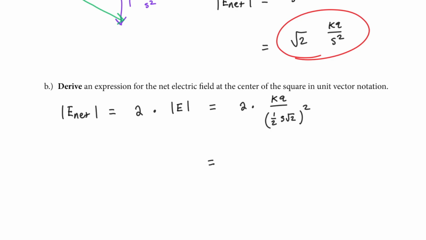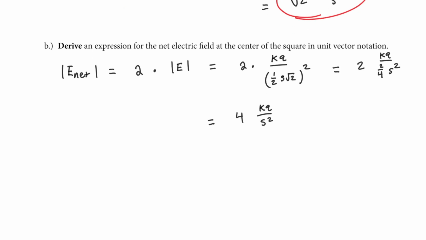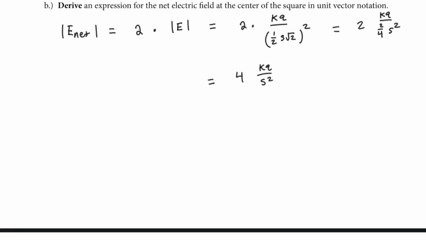So if we work that out, we end up getting 2 times kq over 2/4 s squared, because the root 2 becomes a 2 and the 2 becomes a 4. So that is a divide by 1/2. So this actually just becomes 4 kq over s squared is the magnitude. So we could stop there if we wanted the magnitude, but I wrote find the components, so let's do it.